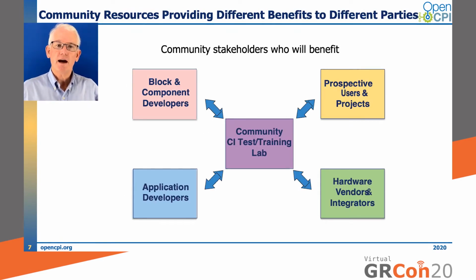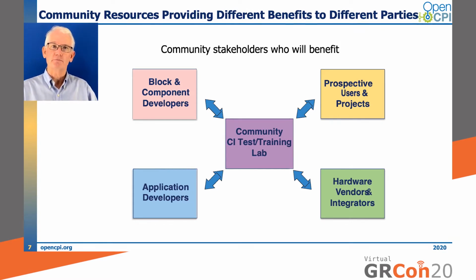This Community CI Test Training Lab will provide different benefits to different stakeholders in the GR OpenCPI community. The stakeholders who will benefit include GR block and OpenCPI component developers, application developers, prospective users and projects, and also hardware vendors and integrators. Now I'm going to address how each of these parties will potentially benefit from access to a community resource.